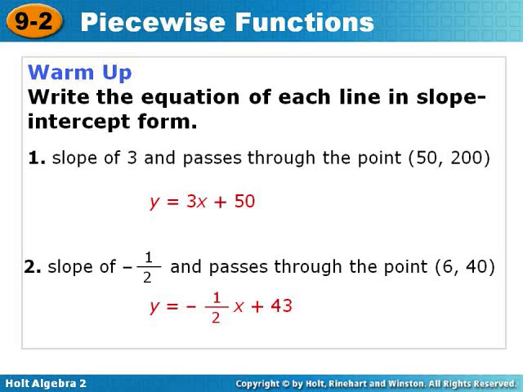How did it go? If you put 200 equals 3 times 50 plus b, multiply the 3 times the 50, get 150, subtract that from both sides, you should get 50 equals b. Notice that they put the 50 in place of the b, the 3 in place of the slope, which is m, and they get the equation y equals 3x plus 50.